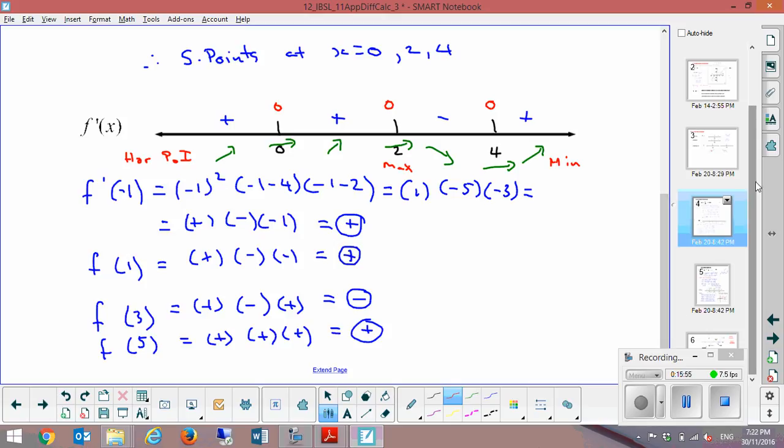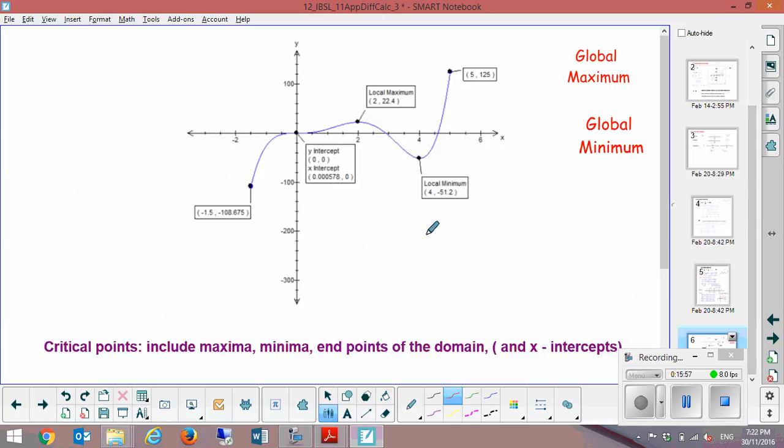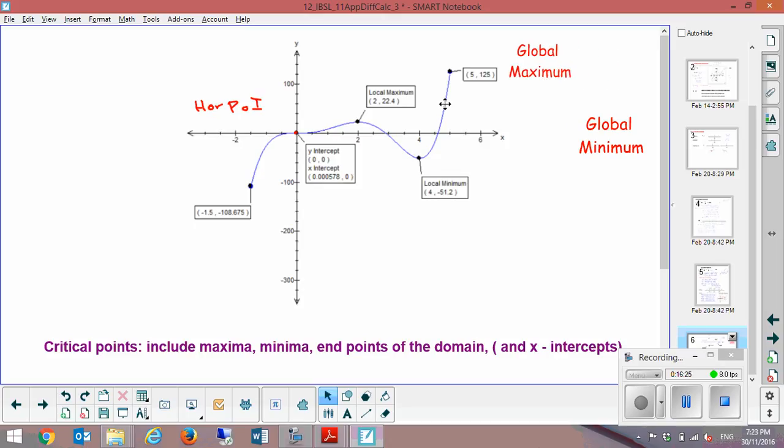Alright, if we actually go ahead and graph this, this is what it looks like. So here we are, I've just done a limited restricted domain. So here we are going up. This point here, we've got our horizontal point of inflection that we spotted at 0. Then at 2, we have our maximum, it's a local maximum. And at 4, we have our local minimum. And if we think, what's our global maximum? This is our global maximum because that's the highest value it gets to. And this endpoint here is our global minimum.